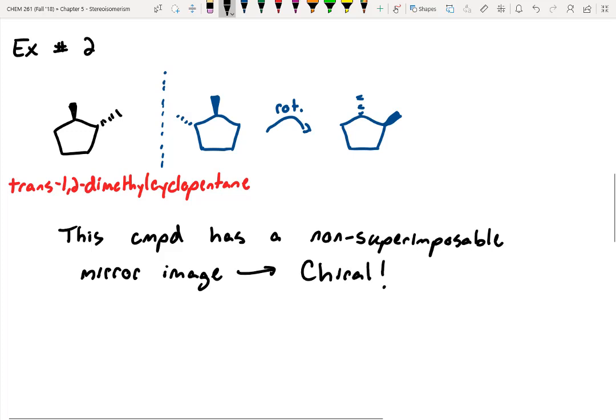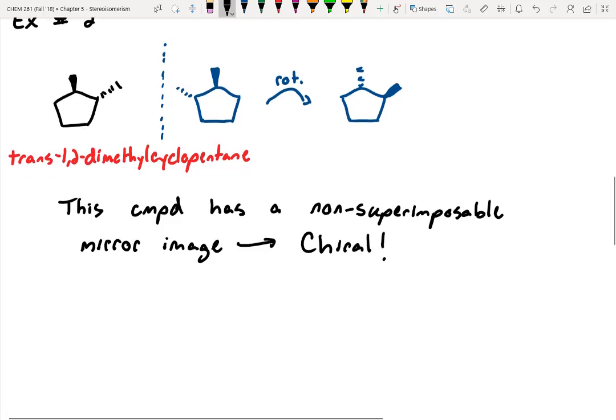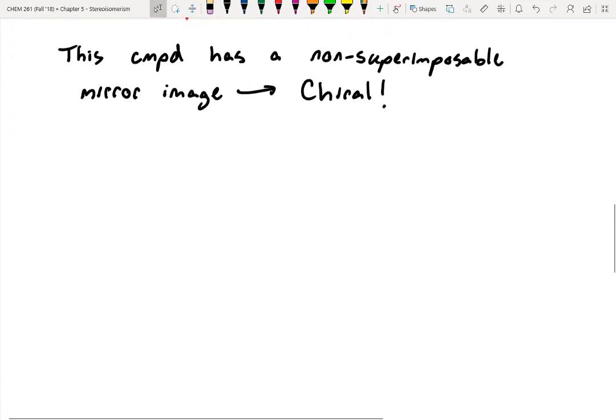All right, let's do another one. Example number 3. This time I'm going to do an alkene. It looks like this. This is a cis alkene. Let's determine whether or not this is chiral. This one I think is a little bit easier because it's all planar. You don't have that three-dimensionality to it.